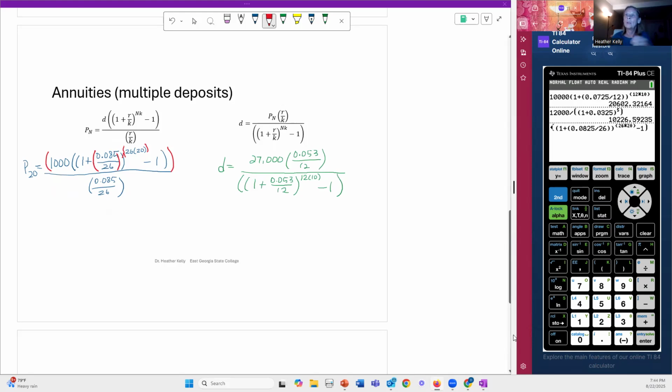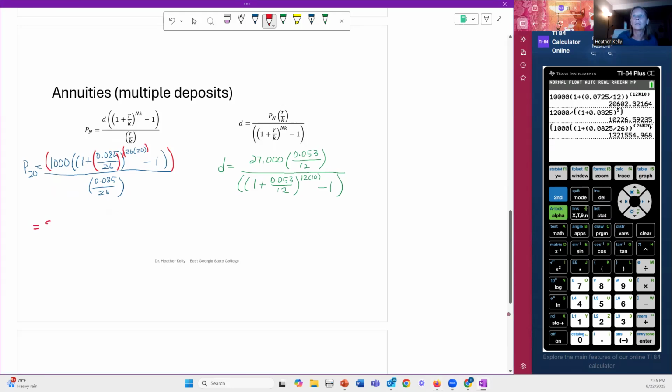that completes the top, and then we're going to divide by open 0.0825 divided by 26, close, and enter. And that gives us this answer here, which looks like $1,321,554.97. We need to round this up here. Okay. And then let's do this next one.